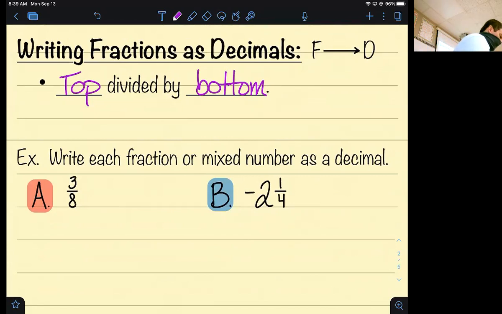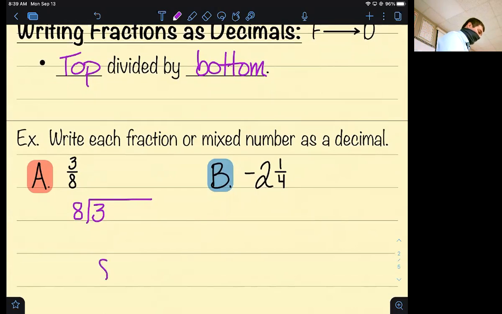So in this first one, it says write each fraction or mixed number as a decimal. The top number, that's the number that we're dividing into. That number is going to go inside the division box. The bottom number is going to go outside the division box. Now, I know you guys can do long division. The problem we run into most often with writing fractions as decimals is I'll get students that do this.